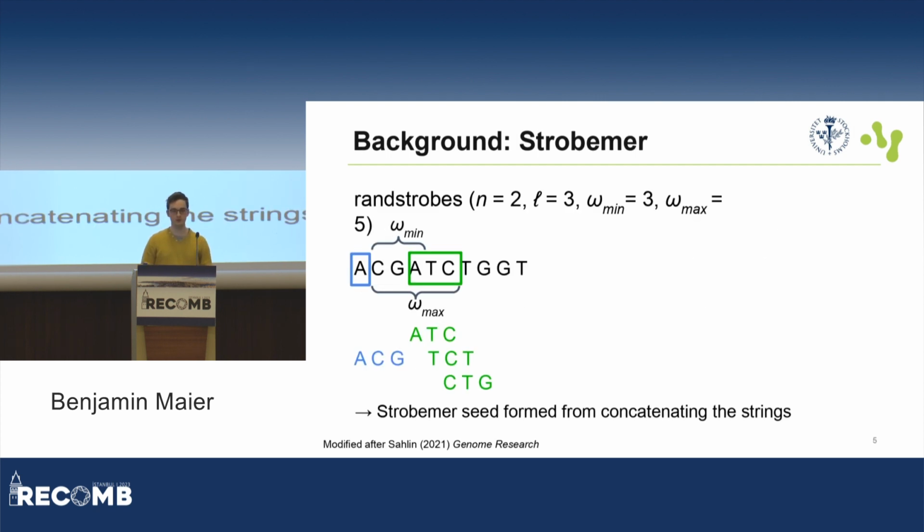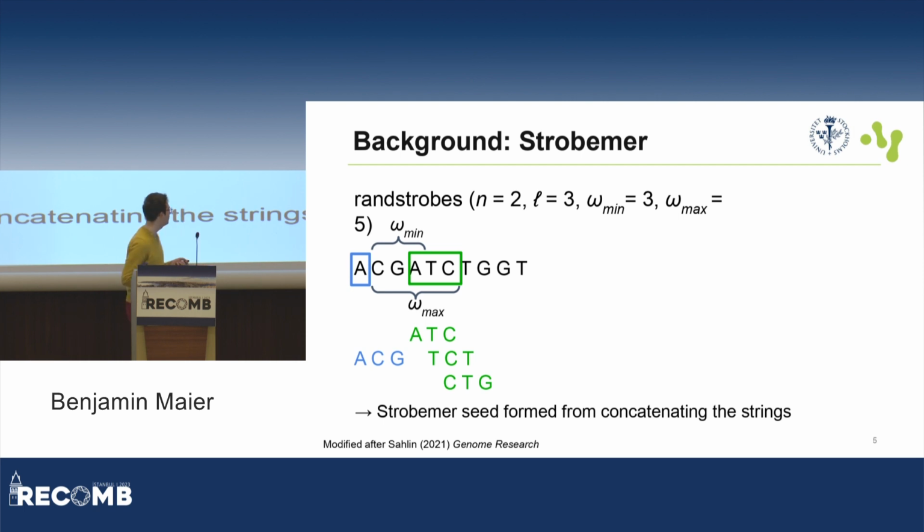So first of all, what is a strobemer? A strobemer is indexed by different parameters, n, l, and a window. So instead of indexing one long k-mer, we are indexing multiple shorter k-mers, which are then linked and sampled from a downstream window.